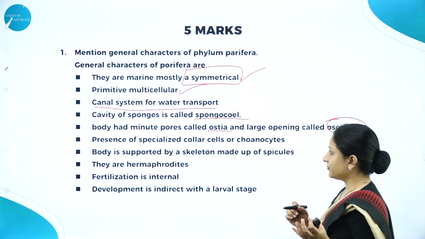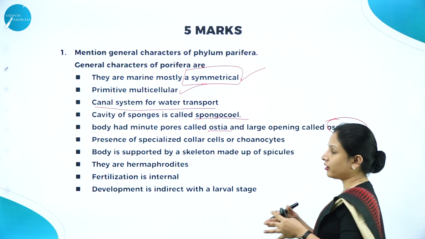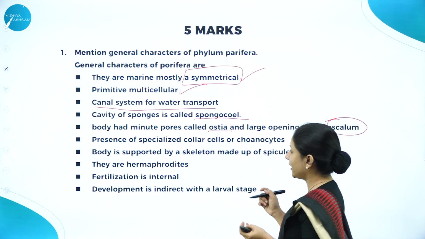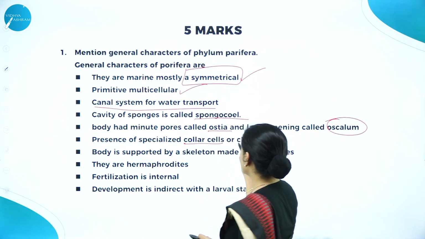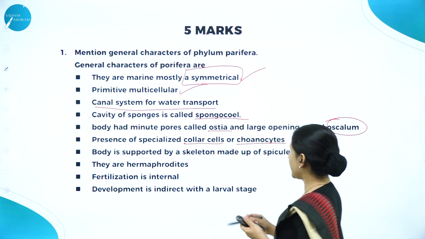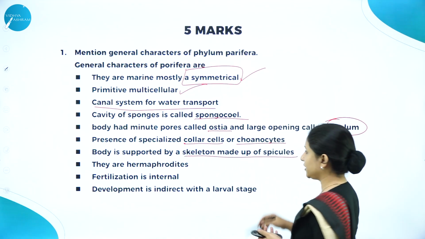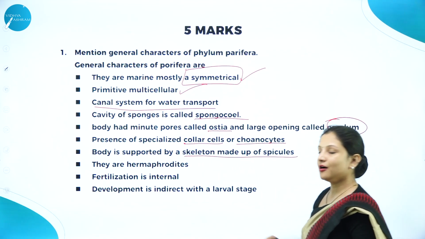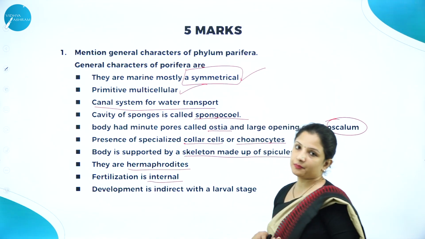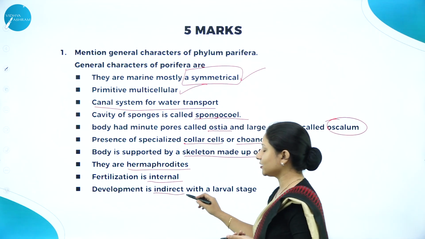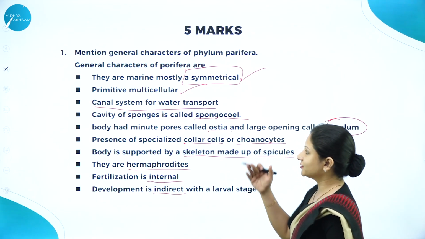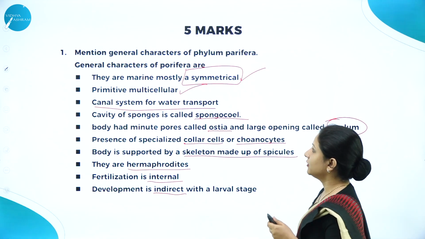And apart from that, inside the spongocoel there are a few cells which are called collar cells, or choanocytes. The body is also supported by a skeleton made up of spicules, and usually they are hermaphrodites in nature. Fertilization is internal, and development is usually indirect, wherein they have an intermediate stage called the larval stage. So if you write these points, it is enough for 5 marks.